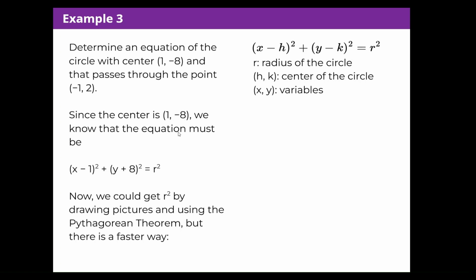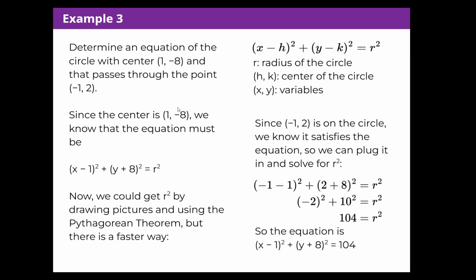So we're going to do something quite clever. Since (-1, 2) is on the circle, we know that it satisfies this equation. We can plug -1 in for x and 2 in for y, and we get a true equation. And the only unknown in that equation will be the thing that we're missing, the r squared. So when I plug in -1 for x, I get (-1 - 1) squared. When I plug in 2 for y, I get (2 + 8) squared.